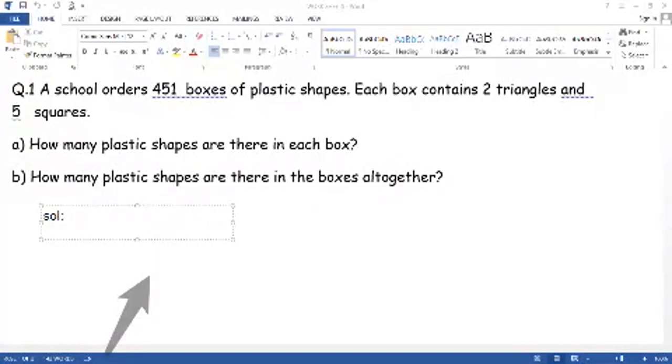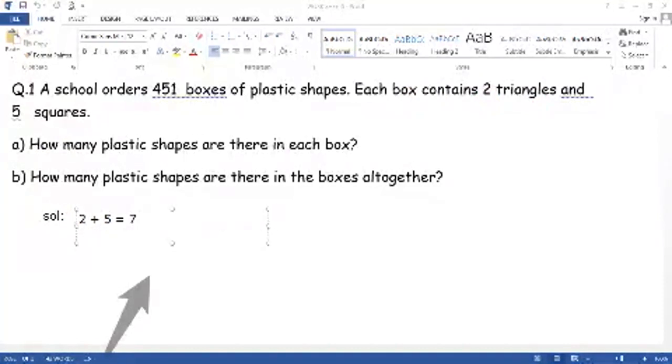So my students, what is the first solution of it? Each box contains two triangles and five squares means they're asking you how many shapes are there in one box. And see, they even give you a simple quantity over here, two triangles and five squares. So what is your first step? You will find out the total number: simply 2 plus 5. You're simply going to add 2 plus 5, a baby kind of addition, and your answer is 7.